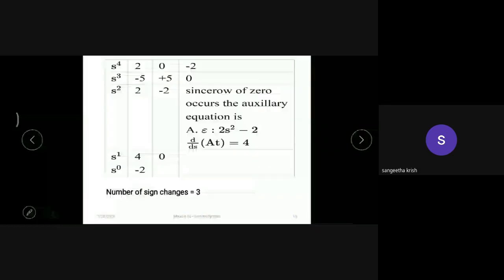So in the beginning I said the number of poles should lie on the left side of the S plane to be stable. If they lie on the right side of the S plane, I can say it is an unstable system. The number of sign changes in the first column will give the number of poles on the right side of the S plane. Okay. So the given 1 plus G(s) H(s) is given.